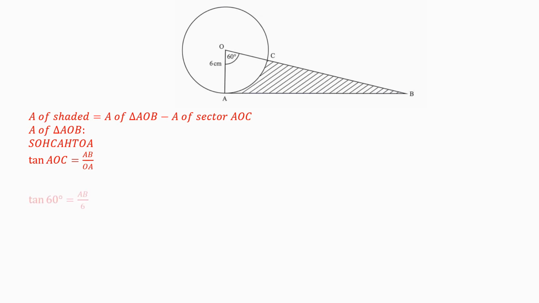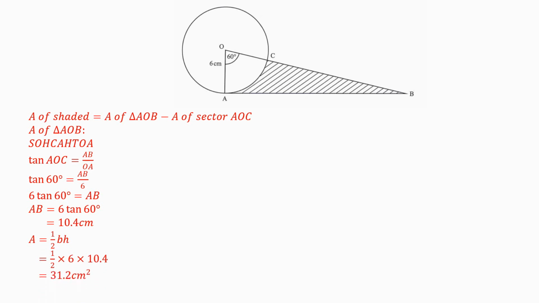We substitute, we have tan 60 degrees is equal to AB over 6. We cross multiply. We have 6 tan 60 degrees is equal to AB, or rather AB is equal to 6 tan 60 degrees. You can use your calculator to compute that. You obtain that AB is 10.4 centimeters. So since we have AB, which is our base, we can calculate the area of triangle AOB, which is a half times base times height. A half times 6 times 10.4, which is equal to 31.2 square centimeters.